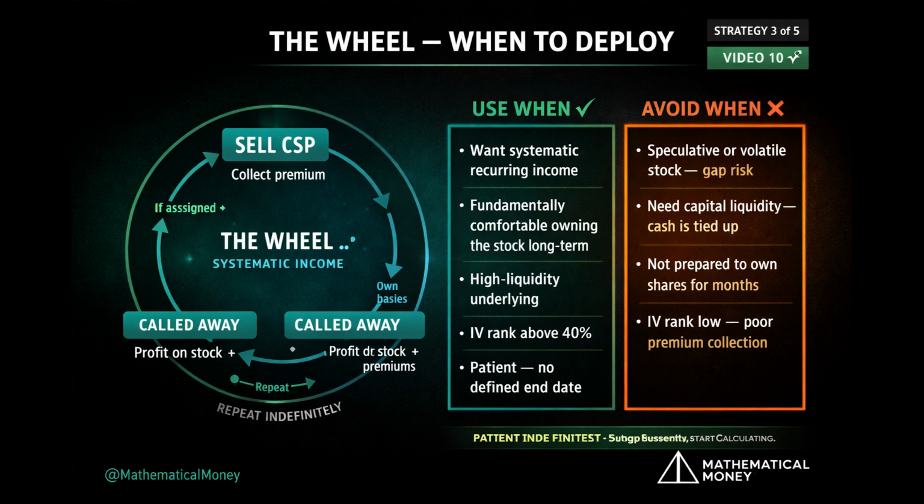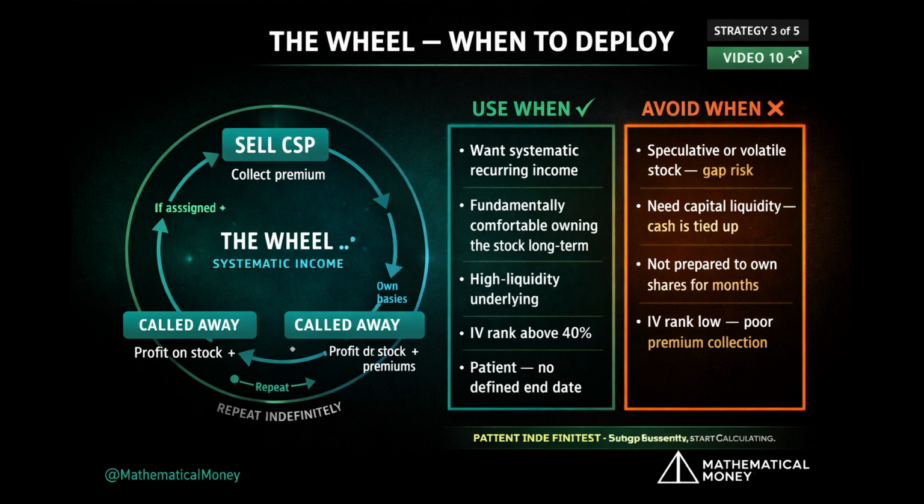Phase 2. Sell covered calls above your cost basis. Collect premium. If called away at the strike, you have sold the stock at a profit above what you paid. If not called away, repeat covered calls on the same position. The wheel has no defined end date. It runs until you choose to stop or the stock moves structurally against you.